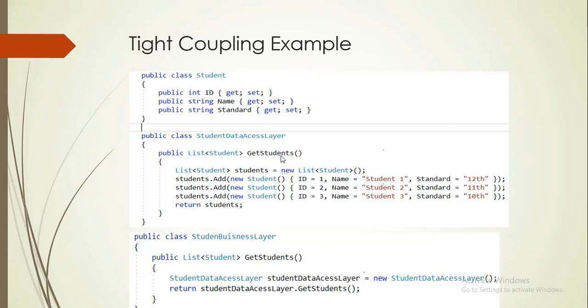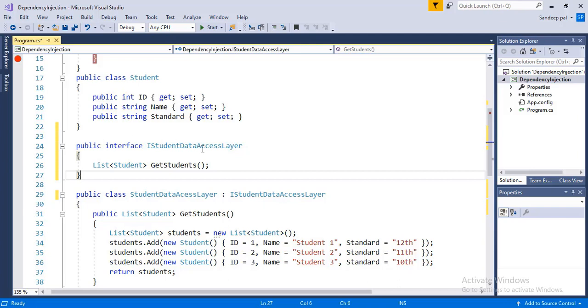So here the student business layer class is dependent on the student data access layer class, which is a major problem, because in future if we move the getStudent method into another class, then we have to change the student business layer class. We will need to create an object of the class into which we moved the getStudent method. We overcame this problem by using constructor dependency injection.